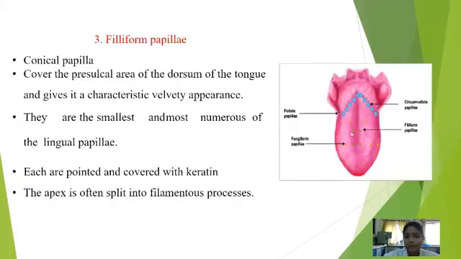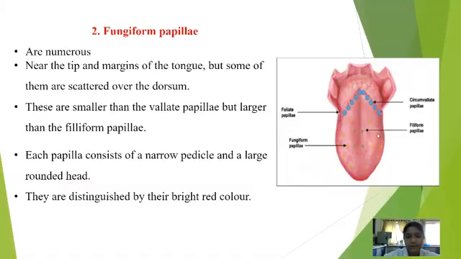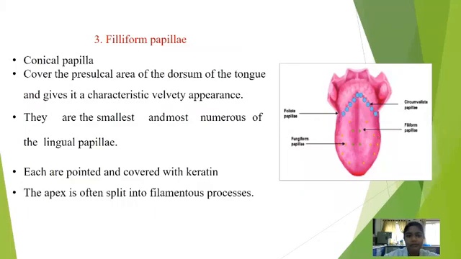Coming to filiform papillae, this is called the filiform papilla. It is a conical papilla. It covers the presulcal area of the dorsum of the tongue and gives it its characteristic velvety appearance. They are the smallest and most numerous of the lingual papillae. Each is pointed and covered with keratin. The apex is often split into filamentous processes. So the three papillae of the tongue are circumvallate papillae, fungiform papillae and filiform papillae.